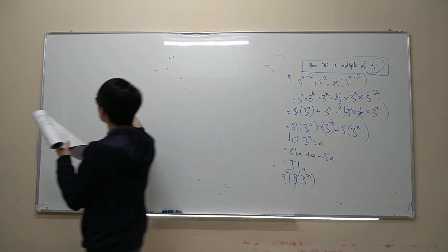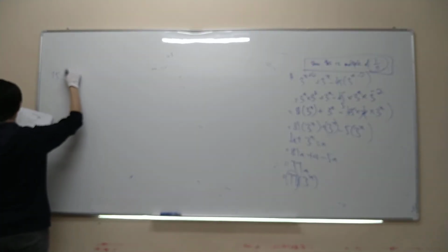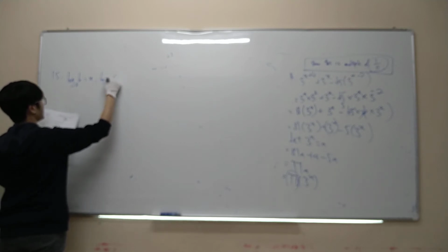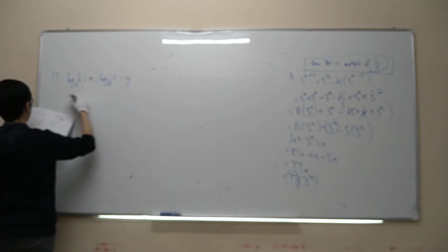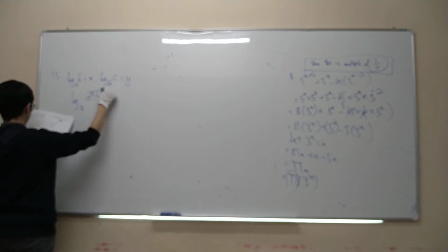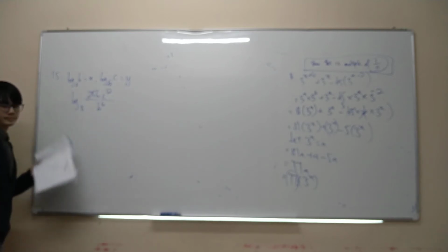Number 15 is a logarithm. Log b base 2 is x. Log c base square root 2 is y. And then express log, this one is base 8, 256 c square over b power 4.